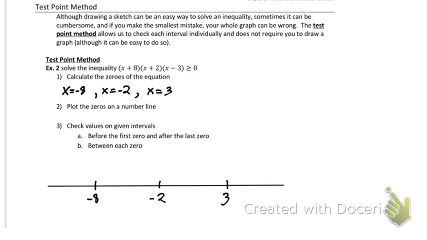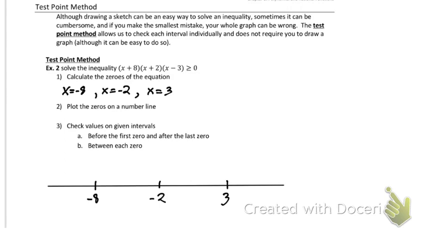Now what you're going to do next is pick points. You are going to pick a point here, a point here, a point here, and a point here. And all you care about is: is it positive or is it negative? That is all you care about when you plug in. You don't care about the value. You just care if it's positive or if it's negative.